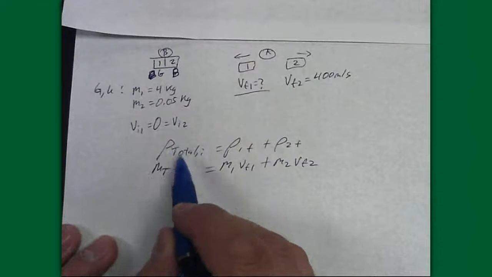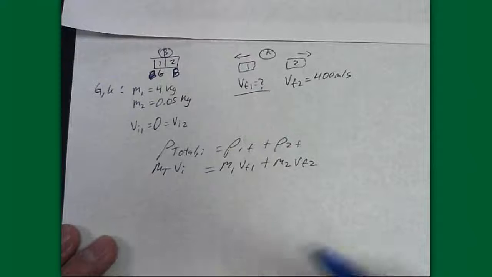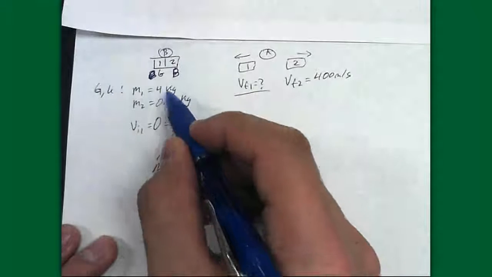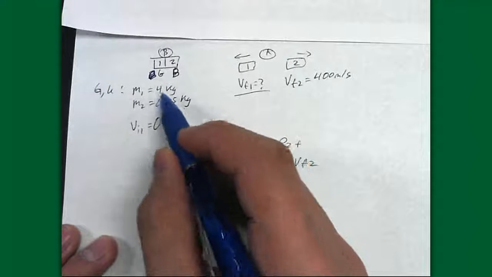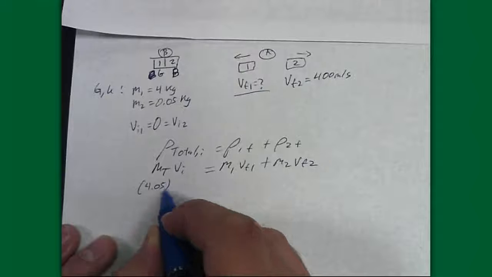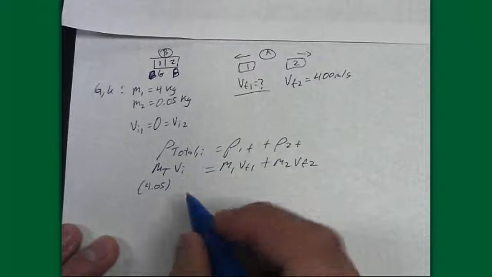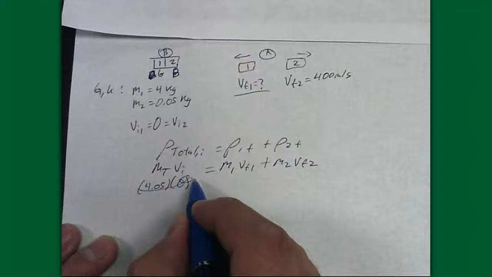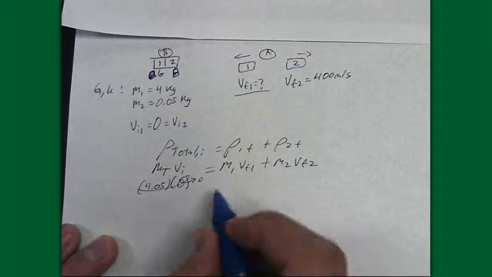I know this side is going to be 0. I've already said that, but let's go ahead and put numbers in just so we can prove it to ourselves. Total mass is 4 plus 0.05, which gives us a mass of 4.05. That's the total mass of the system, times the initial velocity of 0. That's why this whole side will initially go to 0.